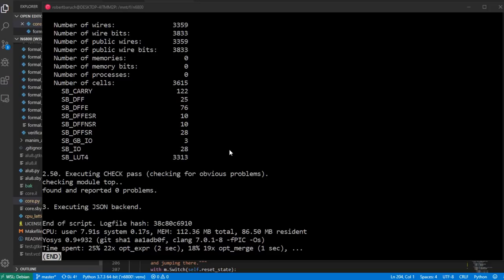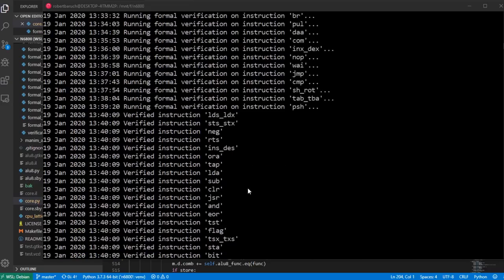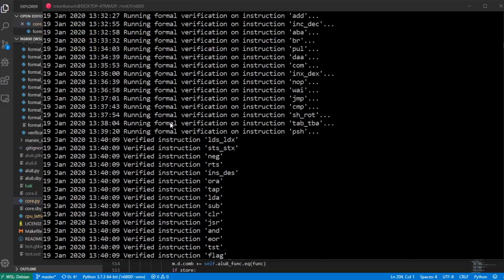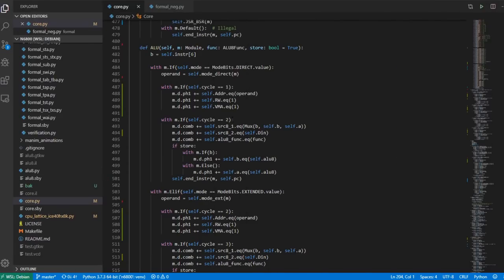Let me run formal verification again. Okay, everything formally verified, so great, I didn't break anything. It took about 20 minutes to do. So one thing that I noticed is this statement right over here. This is a Python statement. And maybe I can save something by turning that into something that is actually synthesis. So let's try it.